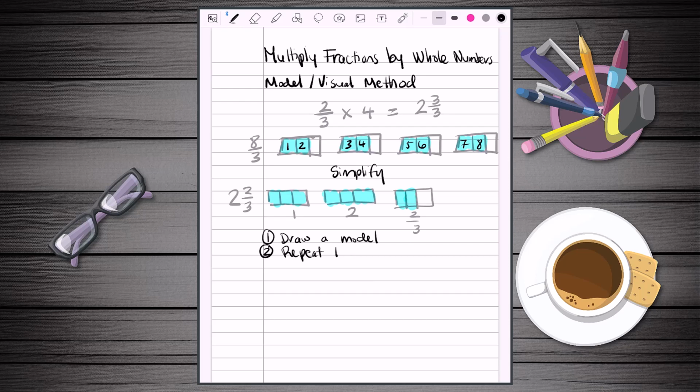Ooh, that's a weird one. Let's fix that. Repeat the model the same number of times as you're multiplying by. I'm not sure if that's exactly what I wrote. Let's see. Repeat the model the same number of times we are multiplying by. Step 3. Simplify.